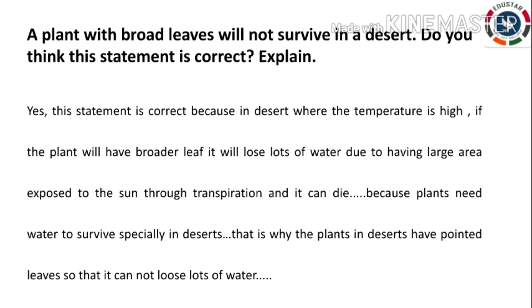Explain. Yes, this statement is correct because in a desert where the temperature is high, if the plant has broader leaves, it will lose lots of water through transpiration due to the large area exposed to the sun, and it can die because plants need water to survive, especially in a desert. That is why the plants in the desert have pointed leaves so that they cannot lose lots of water.